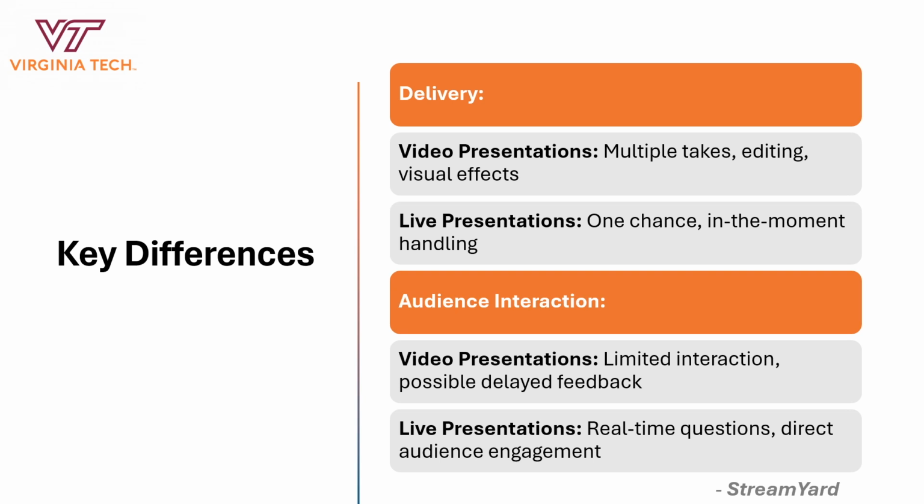Live presentations allow direct interaction. You can answer questions, engage with the crowd, and adjust based on their reaction. For example, if someone seems confused, you can take a moment to clarify your point. You can ask the audience questions to keep them engaged and gauge their understanding, which allows for a more interactive experience. Video presentations, on the other hand, are more of a one-way communication.